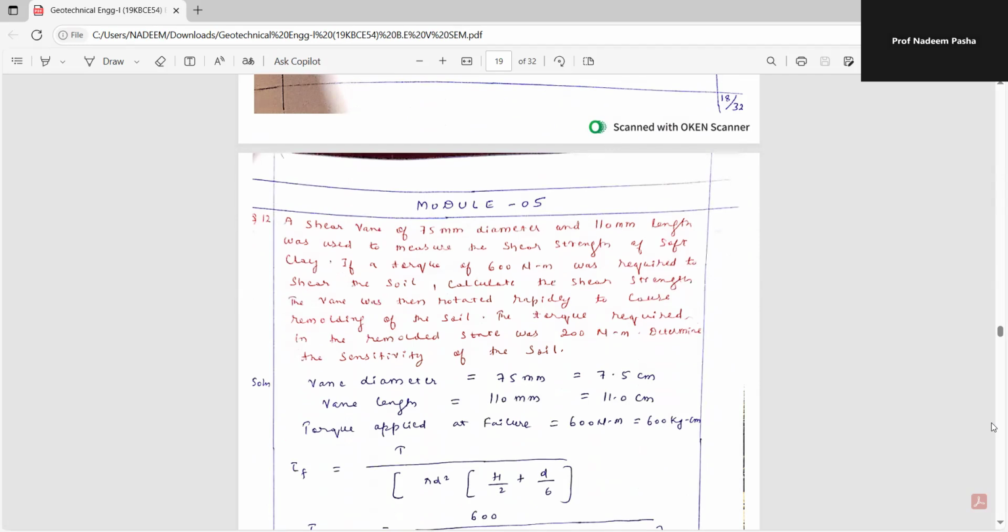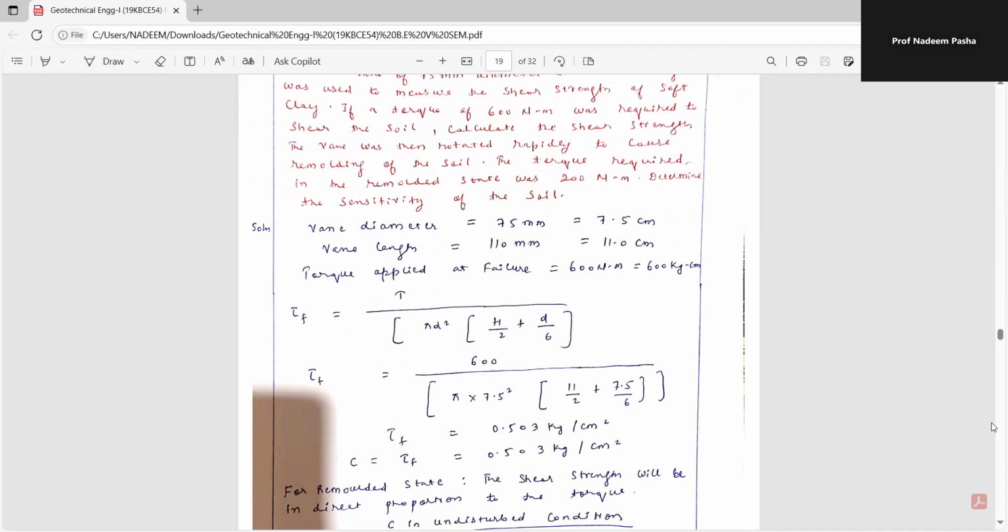If you convert this into centimeter, it is 7.5 centimeter. Vane length is 110 mm, which converts to 11 centimeter. Torque applied at failure is 600 Newton meter. The formula is: shear strength is equal to T divided by pi d square into (h by 2 plus d by 6). T is 600, d is 7.5, h is 11, d is 7.5. So the shear strength comes out to 0.503 kg per centimeter square.